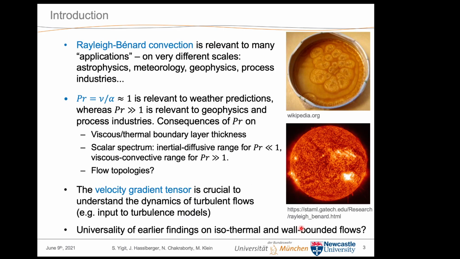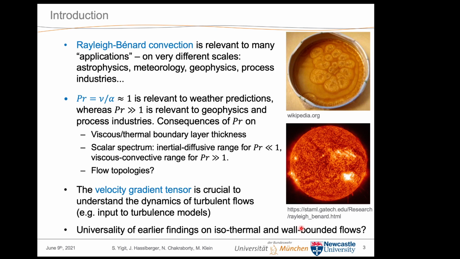First of all, let me give you a little bit more of background. The configuration that we are studying here is usually referred to as Rayleigh-Bénard convection. This kind of phenomenon is really relevant to many applications, not necessarily technical, and also relevant to many real-world scenarios. You can see two examples on the right. The first one is a cooking pot, and the second one is our sun. But the type of phenomenon involved is really the same, so it occurs on very different scales.